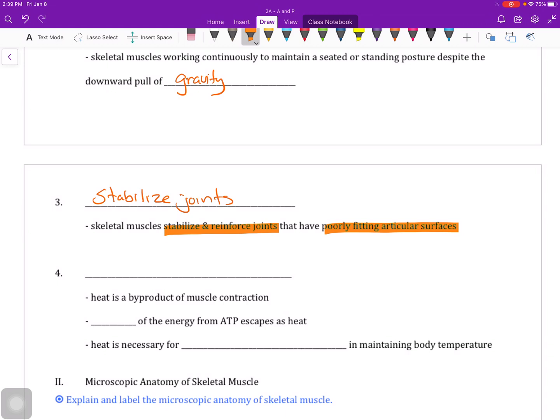All right, and then the fourth one is to generate heat. Heat is a byproduct of muscle contraction, but it's not very efficient. Three-quarters, or 75%, of the energy from ATP escapes as heat. So this is very, very inefficient.